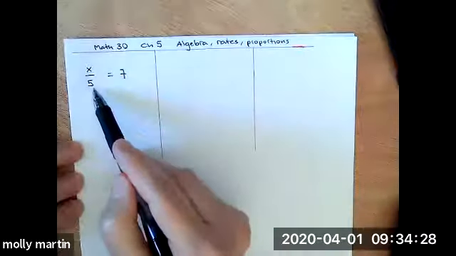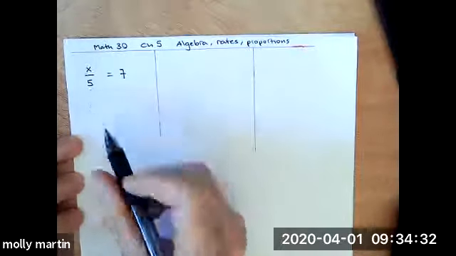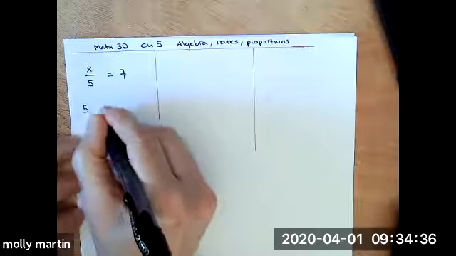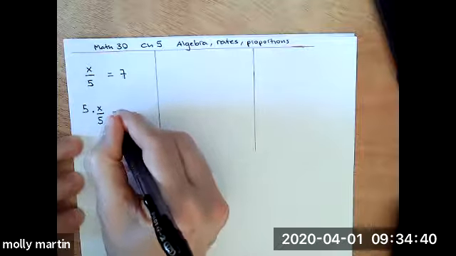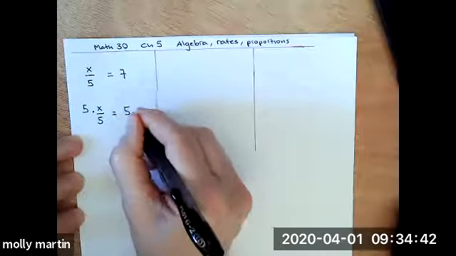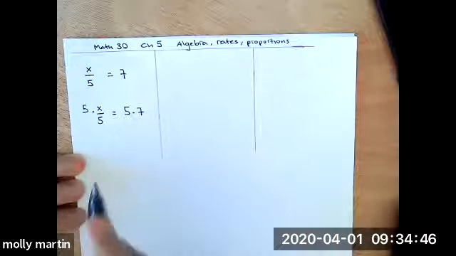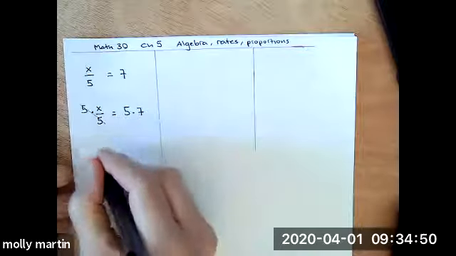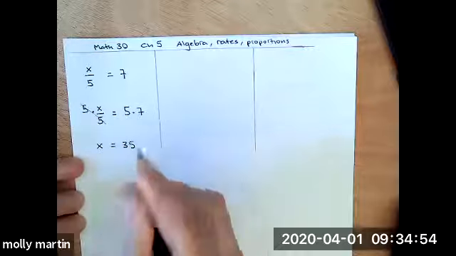If x is being divided by 5, the opposite of dividing by 5 is to multiply by 5. Remember, whatever you do to one side of the equation, you must do to the other side of the equation. 5 over 5 equals 1, and x is equal to 35.